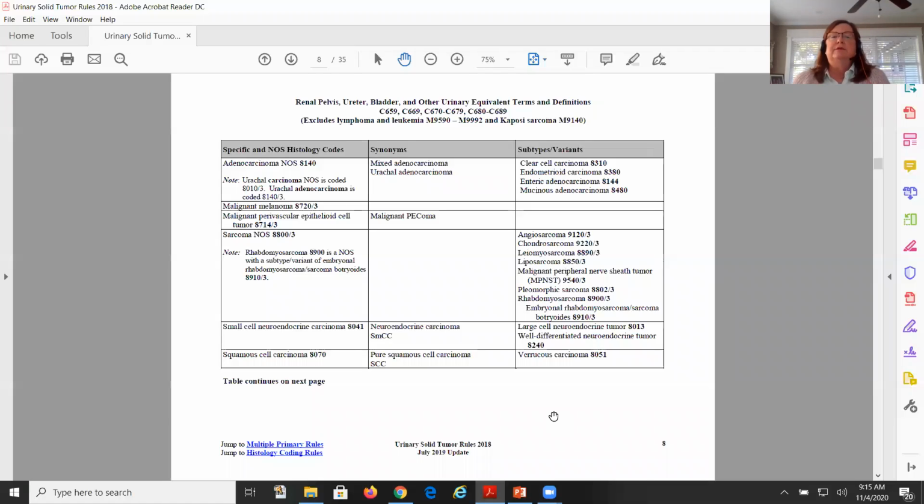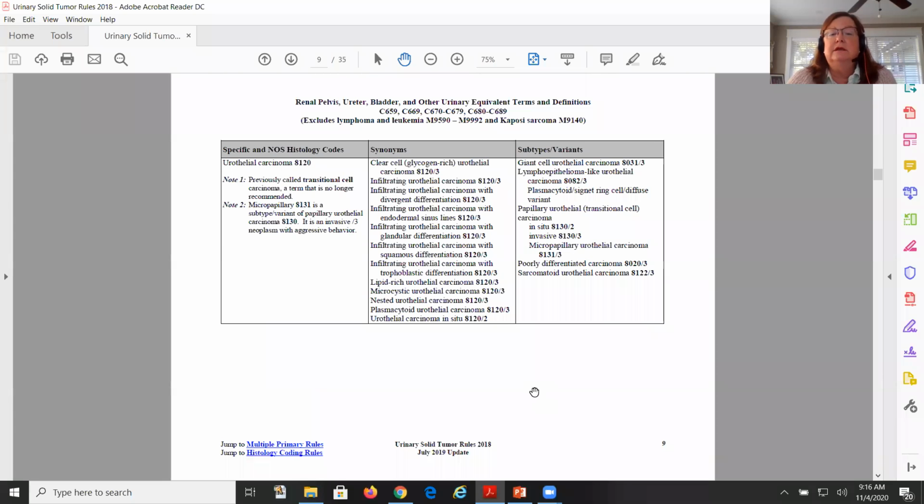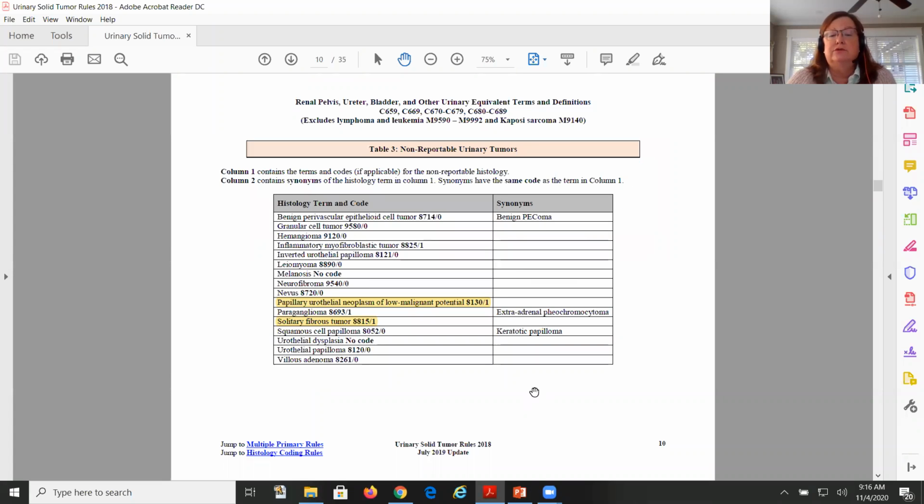The next in priority, if not found there, would be your ICD-O-3 manual. And if you do not find it there, then it is appropriate to send a question to Ask a SEER Registrar. And in the histology rules that we'll get to in a little bit, you will see that there is a link to Ask a SEER Registrar.